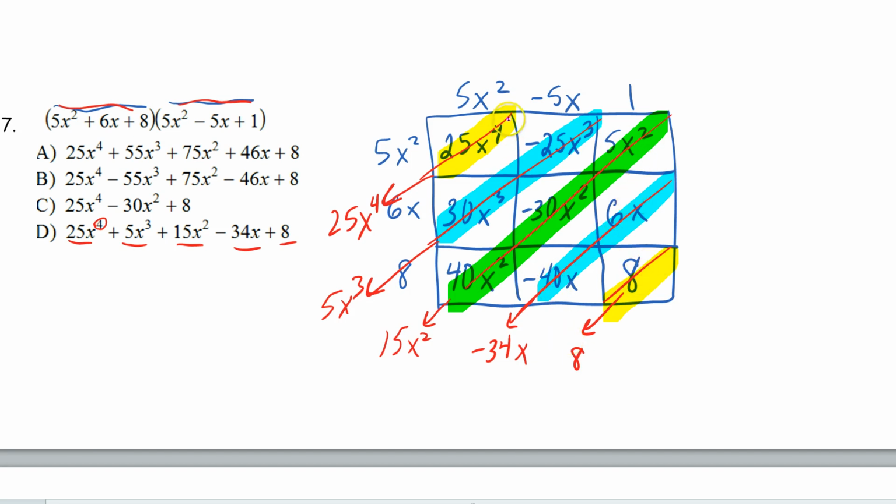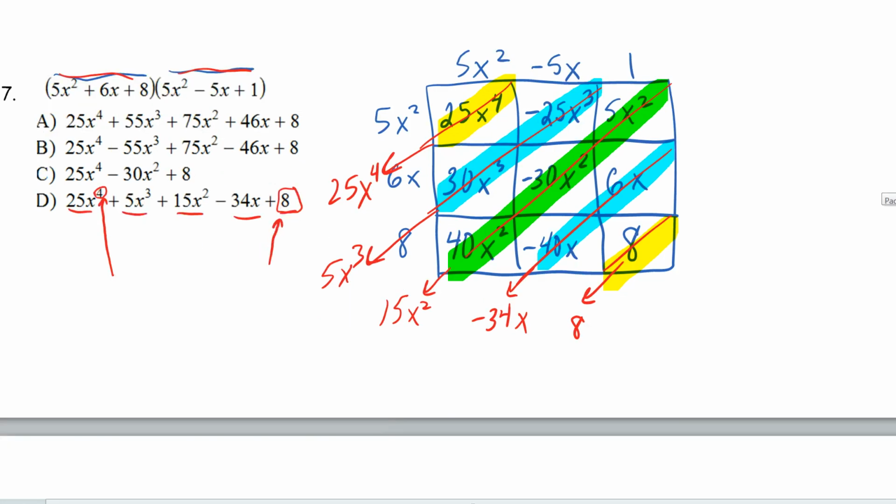Now the number of diagonals should reflect the exact number of terms in your final polynomial. And if you have a degree 4 polynomial, which we end up having here, then you will have 1, 2, 3, 4, 5 terms. The last term will be a constant and it won't have an exponent.